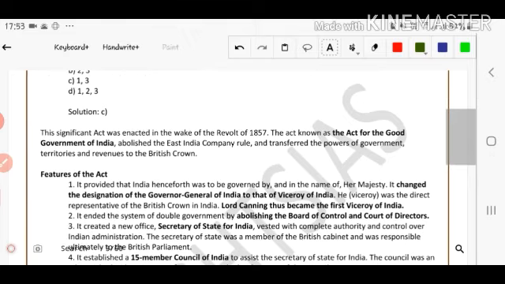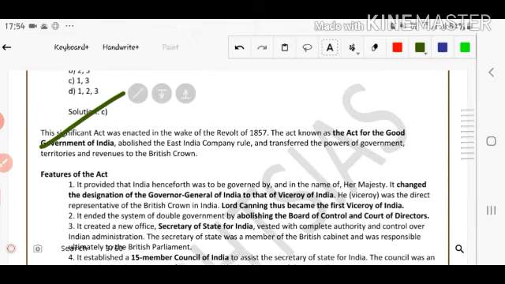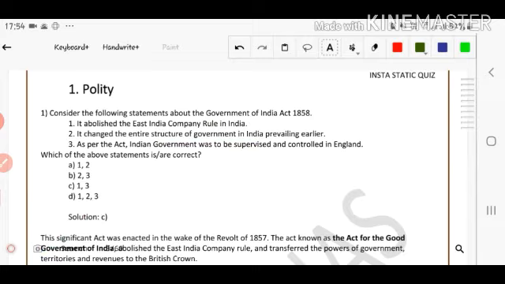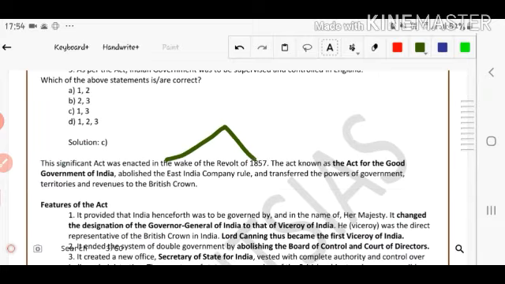Let us see the explanation. The Act was enacted in the wake of the revolt of 1857. Why was there the Government of India Act of 1858? Earlier there was a charter, but here is the Government of India Act, because of the mutiny of 1857, the first war of independence, as called by Veer Savarkar. It was an act for the good government of India, because they wanted India to be governed in a better way. It abolished the East India Company.